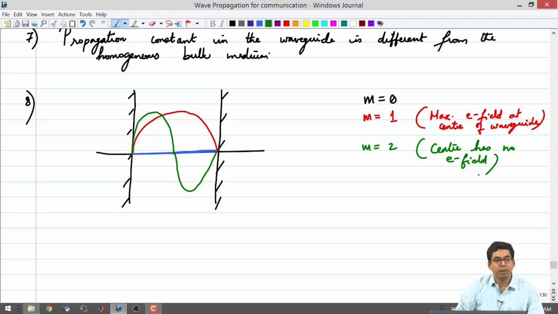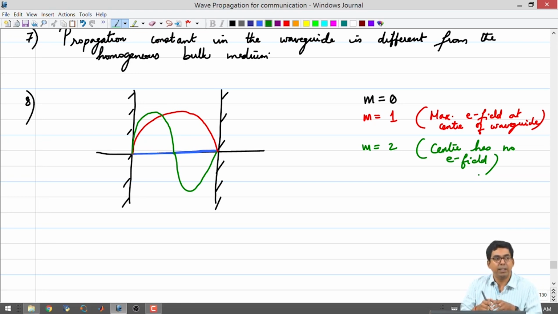You can keep drawing for m equal to 3, which will have 3 half cycles of the sinusoid, m equal to 4 will have 4 half cycles of the sinusoid, etc. So, the m actually signifies how many half cycles of the sinusoid you have within the parallel plate configuration. M equal to 0 has 0 half cycles, m equal to 1 has 1 half cycle, m equal to 2 has 2 half cycles. Two half cycles is a full wave. So, it keeps going like this. So, the electric field can have these kinds of patterns. But what is interesting is that the change is not continuous.